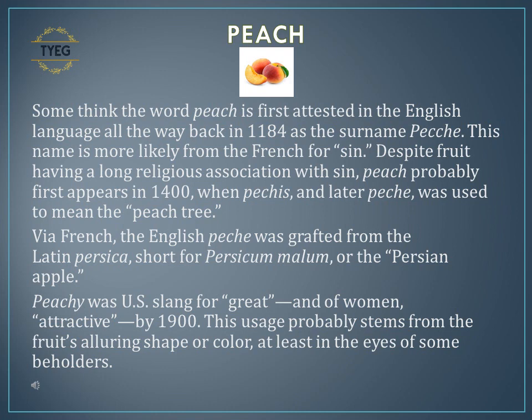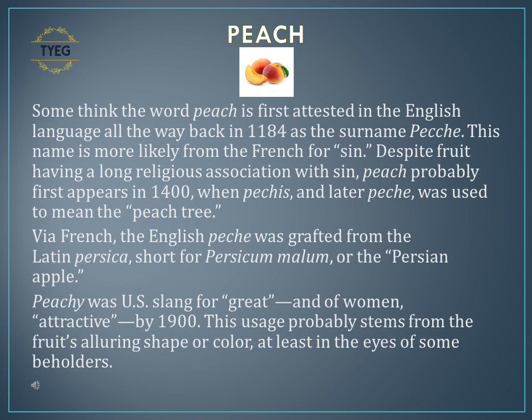Peach. Some think the word peach is first attested in the English language all the way back in 1184 as the surname Pech. This name is more likely from the French for sin. Despite fruit having a long religious association with sin, peach probably first appears in 1400, when pecas, and later pech, was used to mean the peach tree. Via French, the English pech was grafted from the Latin persica, short for persicum melon, or the Persian apple.